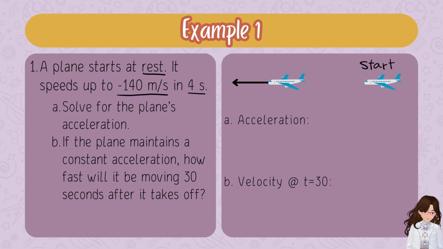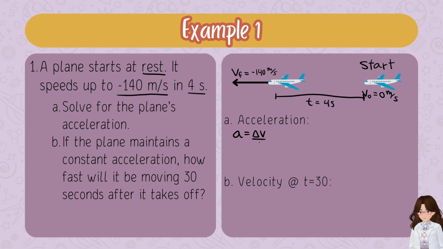So in this case, we're told the initial velocity of our object is at rest, so it's 0 meters per second. Then we're told that it speeds up to a final velocity of -140 meters per second. And this occurs within the time frame from here to here of t equal to 4 seconds. So first things first, let's go ahead and solve for our acceleration. We know acceleration is equal to delta v over t. In this case, we're assuming t naught is 0. And we have the expanded form v final minus v initial divided by t.